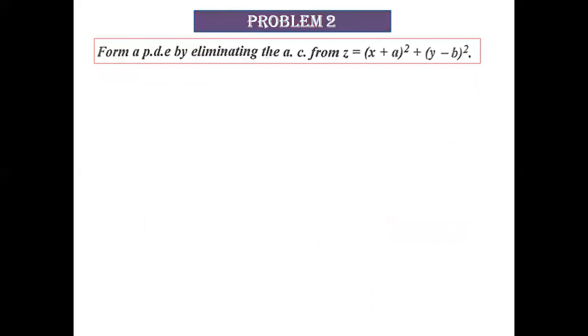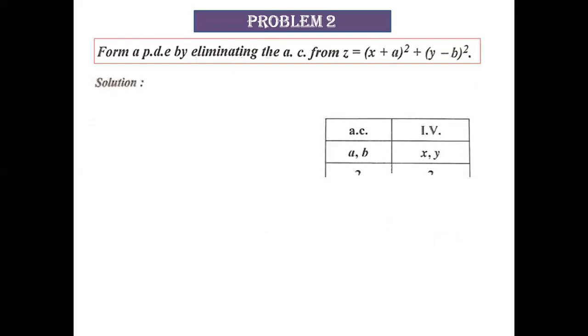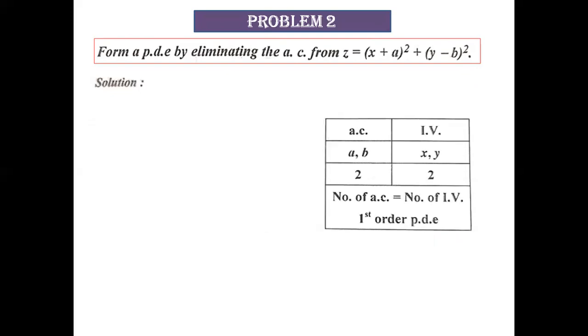In the second problem, form a PDE eliminating the arbitrary constants from Z is equal to (X plus A) whole square plus (Y minus B) whole square. Solution. First, we write the arbitrary constants and independent variables. Arbitrary constants A and B, independent variables X and Y. So totally 2 arbitrary constants and 2 independent variables. So this is called a first order PDE.